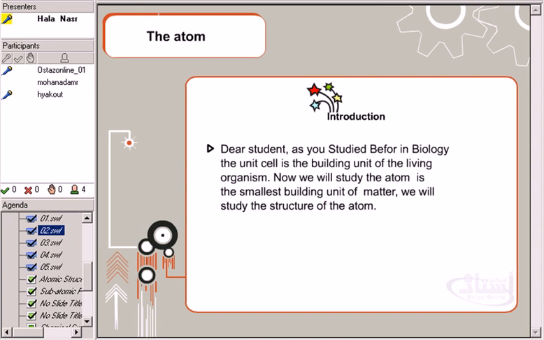As you learned here, the cell is the smallest unit in a living organism. However, the atom is the smallest unit in matter. Do you have any question till this point? Any question? Okay. Mohammed and Ahmed? Yes, Ahmed. How can I help you? Okay, perfect.